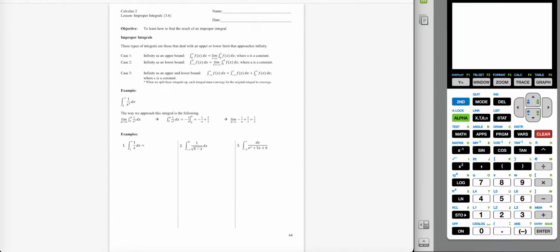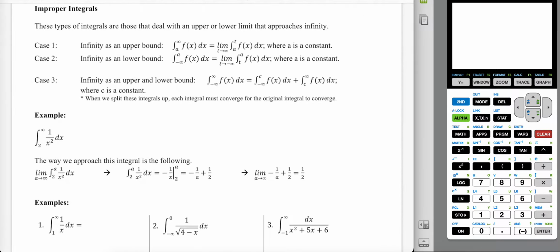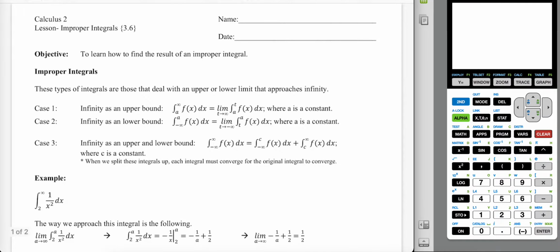So looking at page 64, improper integration, these are instances in which you have one bound of your integral that is either asymptotic or approaching infinity in some capacity. And so we need to account for that because you can still capture an area in some cases, even though it may not seem that that's necessarily something that's possible.